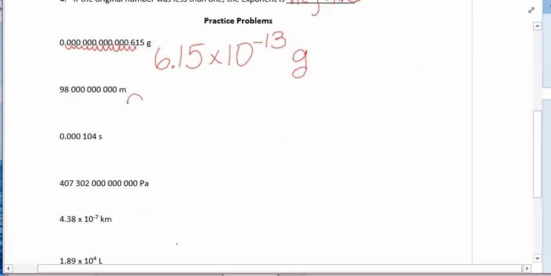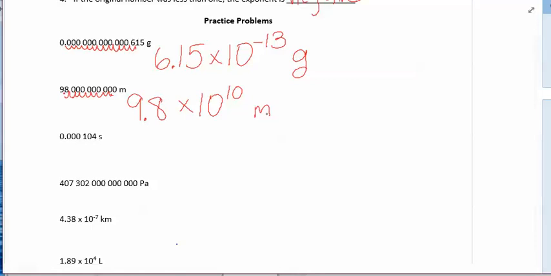The next number, we're going to have 9.8. The largest number is 9. The key here is the number has to be between 1 and 9. The first number can be no larger than 9. So it's going to be 9.8 times 10 to the 1, 2, 3, 4, 5, 6, 7, 8, 9, 10. So 9.8 times 10 to the 10th. It's a positive value here because it's larger than 1.